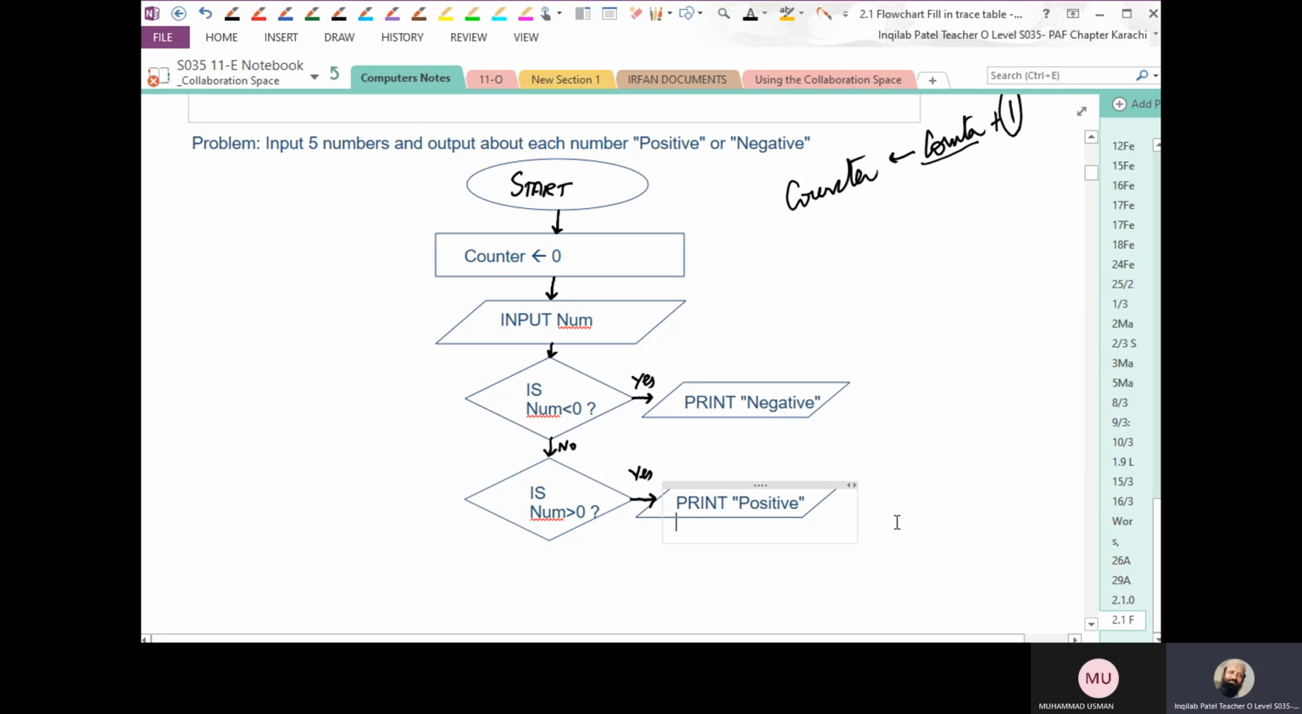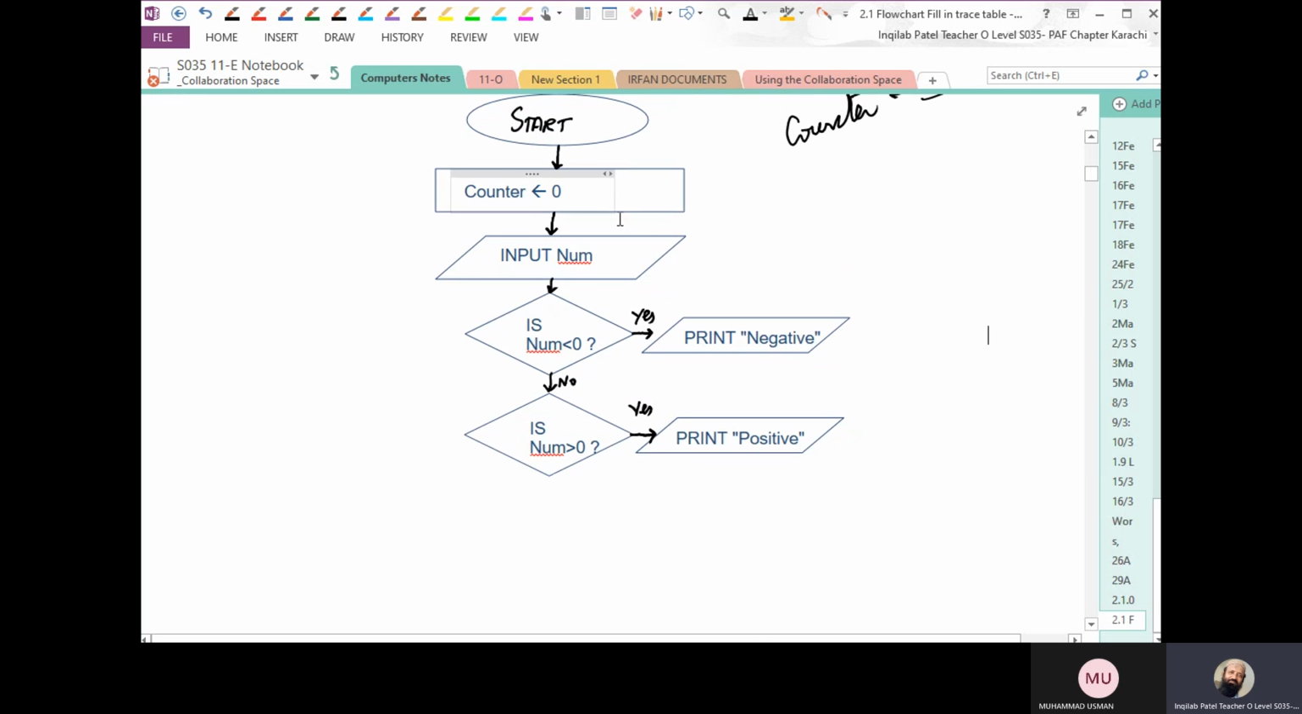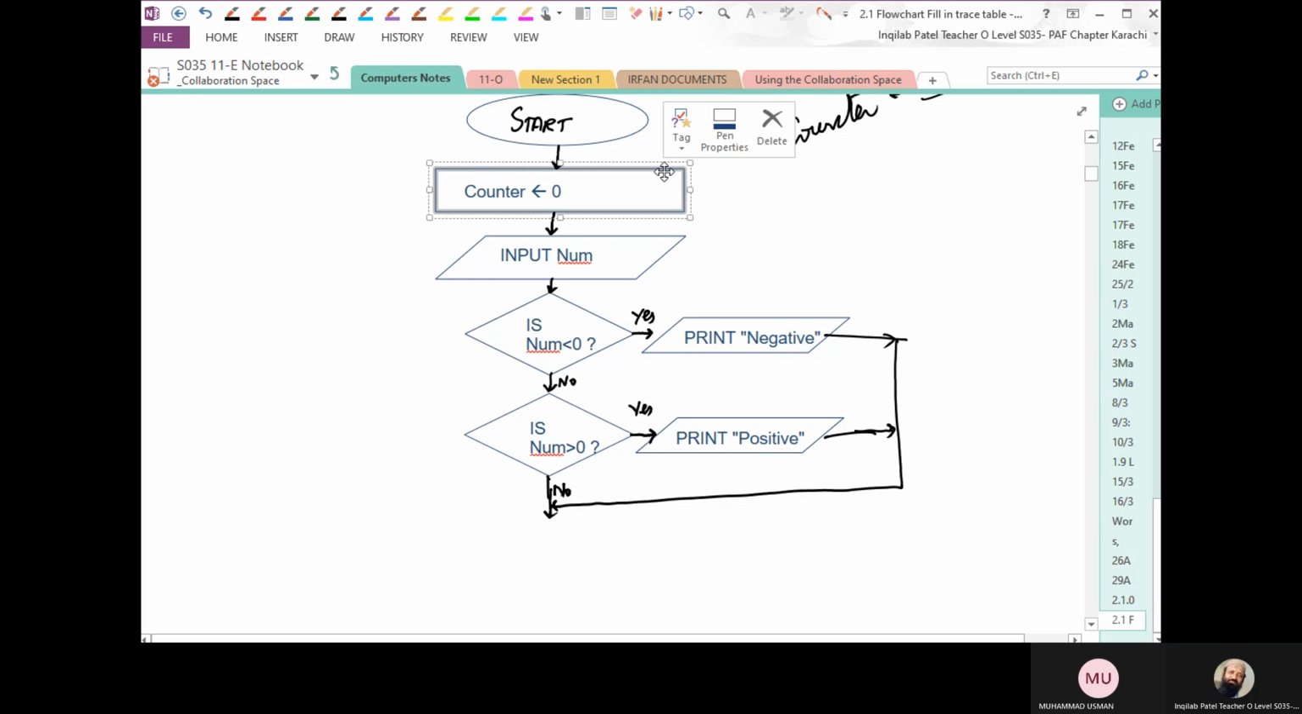Right beta. After deciding whether it is positive or negative, what will we do? As we have input the first number, we increment the counter by 1. If the number is positive, negative, or neither, after that we increment the counter by 1. So we will use this value, counter equals counter plus 1.